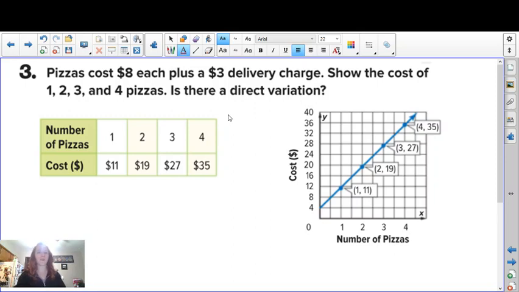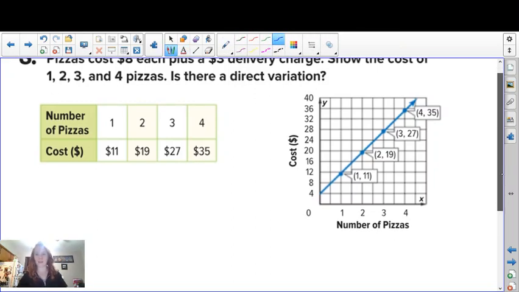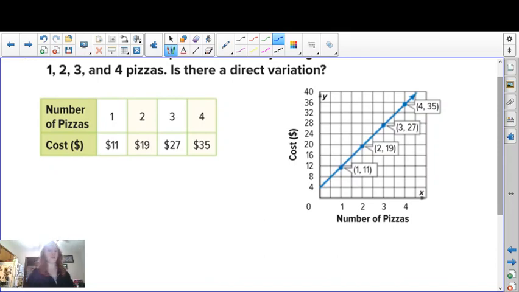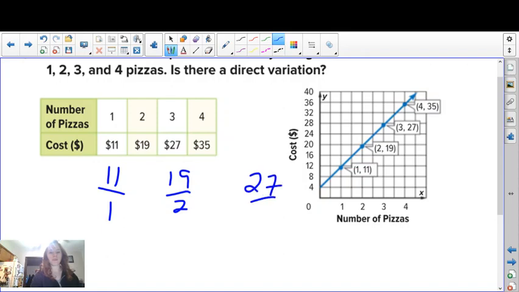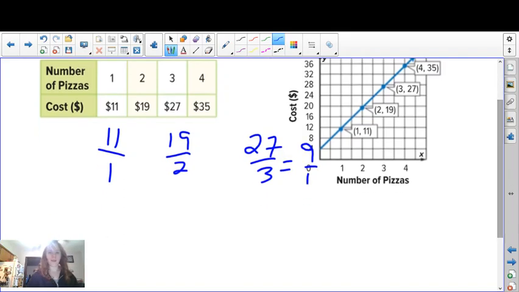So, is there a direct variation? To determine if something's a direct variation, we start by identifying how each piece changes. So the cost of one pizza is $11, or 11 per one. The cost of two is 19 for two, which can't reduce. The amount of three is 27 for three, but that could reduce to 9 over 1. And then lastly, the cost of 4 is 35 for 4, which again doesn't easily reduce.